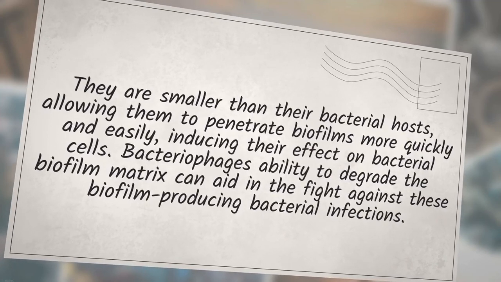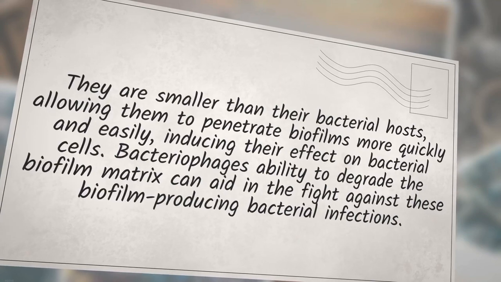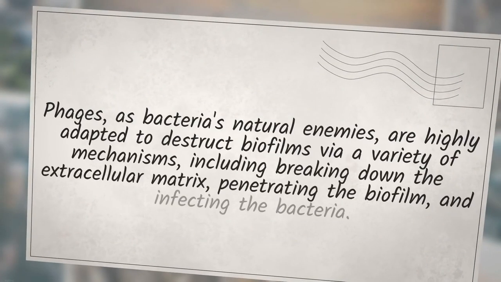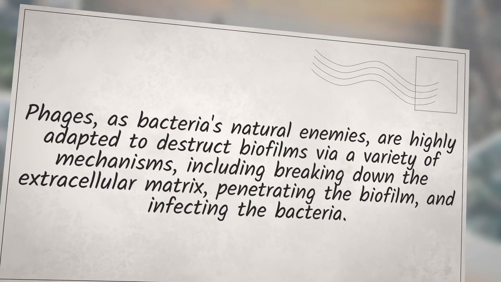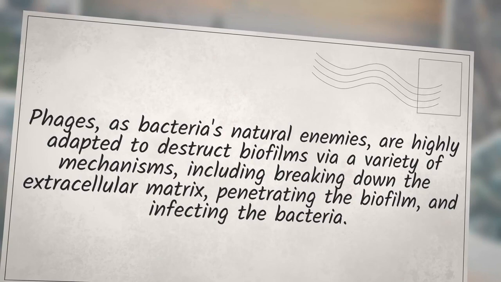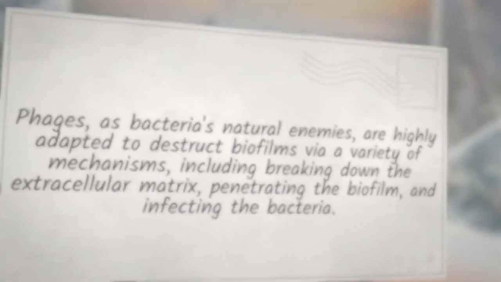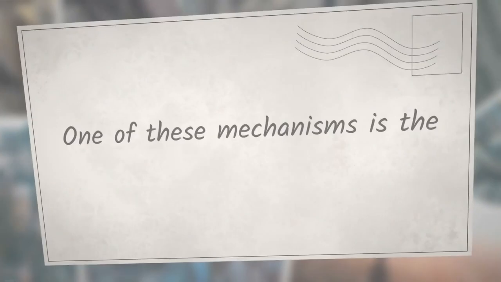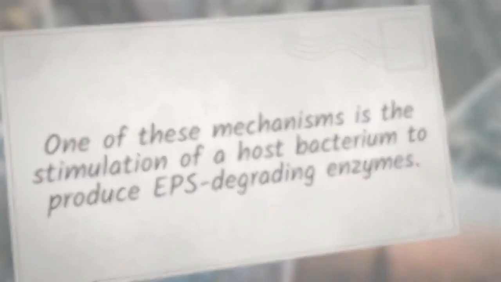Bacteriophages' ability to degrade the biofilm matrix can aid in the fight against these biofilm-producing bacterial infections. Phages, as bacteria's natural enemies, are highly adapted to destruct biofilms via a variety of mechanisms, including breaking down the extracellular matrix, penetrating the biofilm, and infecting the bacteria. One of these mechanisms is the stimulation of a host bacterium to produce EPS-degrading enzymes.